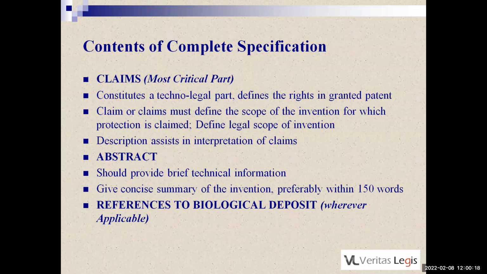Abstract. Again, it is providing a short brief of your technical information, just a concise summary within 150 words. In case your invention is of a nature wherein biological material, any microorganism, any biological thing, which is a natural thing, is being used, you have to give the reference of that in the specification.